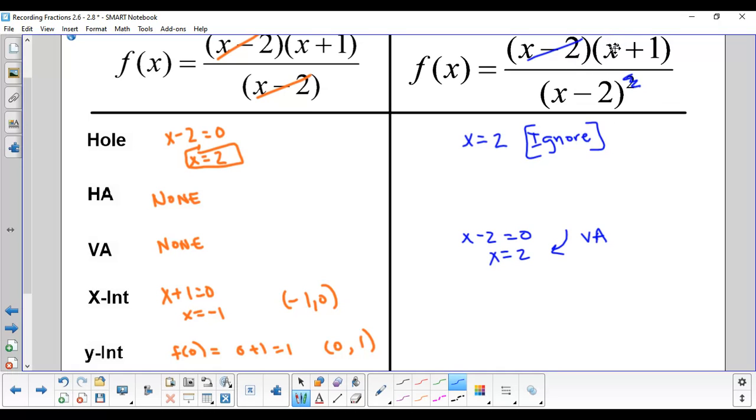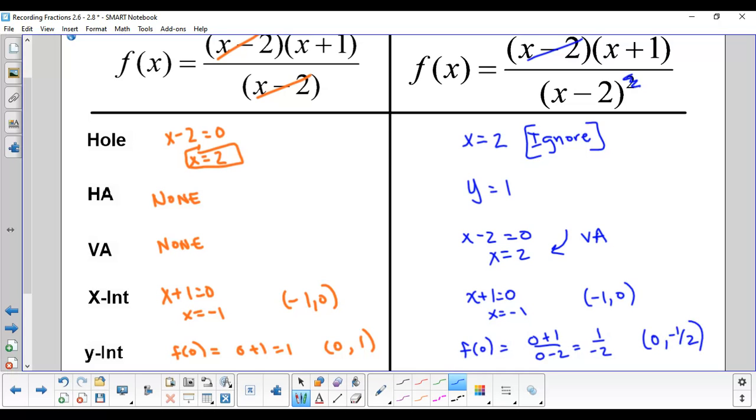Next, I notice that I have an x term on top and an x term on bottom, and because they are the same, I have a horizontal asymptote at y equals 1. To find my x-intercept, I set the top equal to 0, and again, we get an x-intercept of -1. And to find my y-intercept, I plug in 0 for all the remaining x's. And in this case, I get -1/2. So (0, -1/2) is where we cross on the y-axis. Let's jump to the next slide and just take a look at the graph.